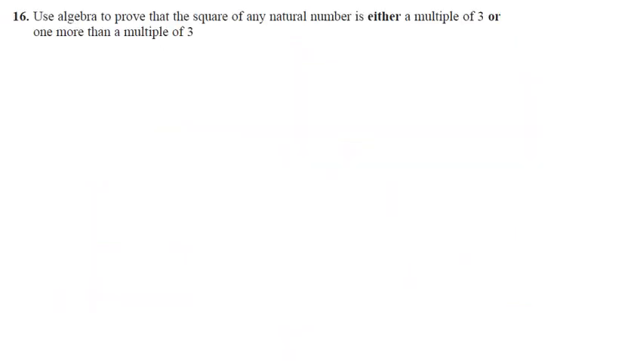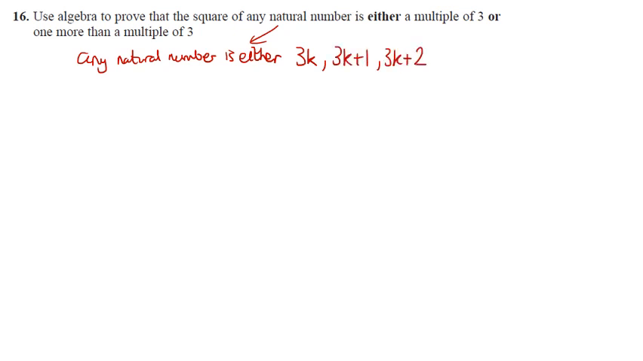Okay, and then finally, last question, a proof. Use algebra to prove that the square of any natural number is either a multiple of 3 or one more than a multiple of 3. Well, first of all, any natural number is either 3 times k, or 3k plus 1, or 3k plus 2. 3k plus 3 would be the equivalent of the first one again. So any natural number can be written like that.